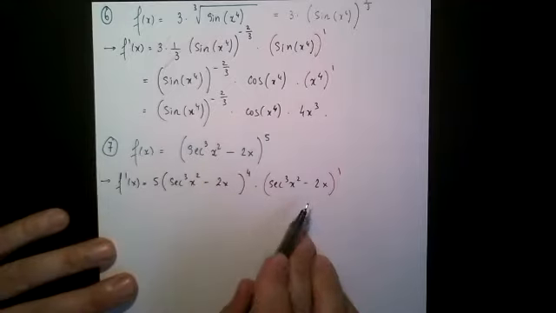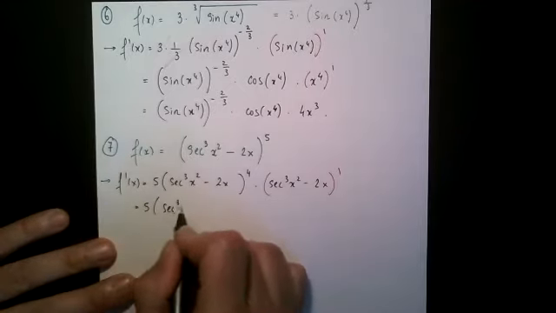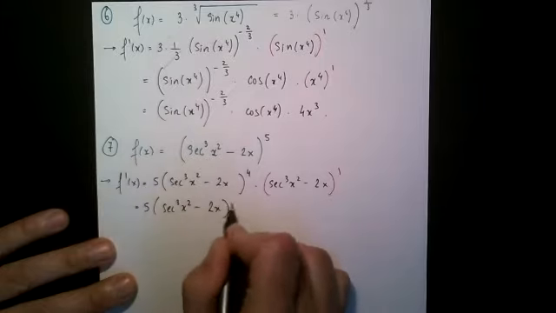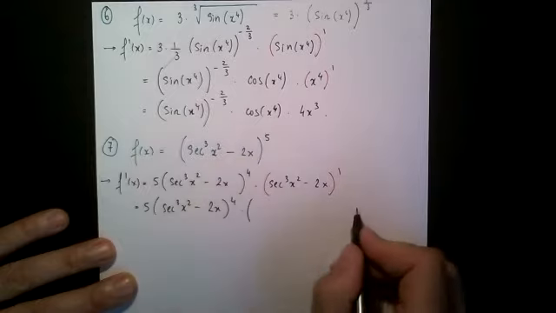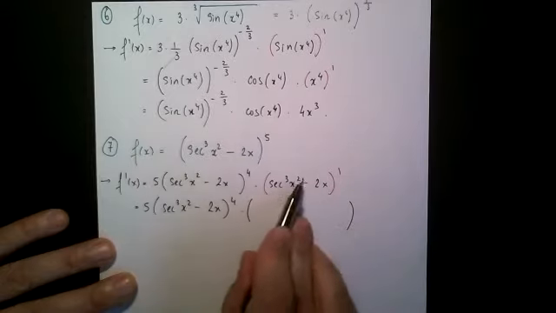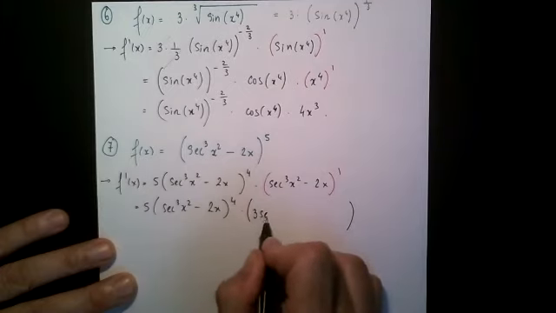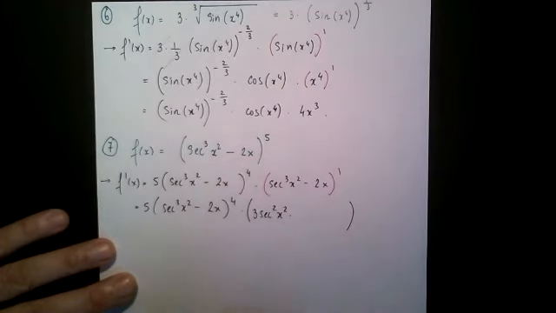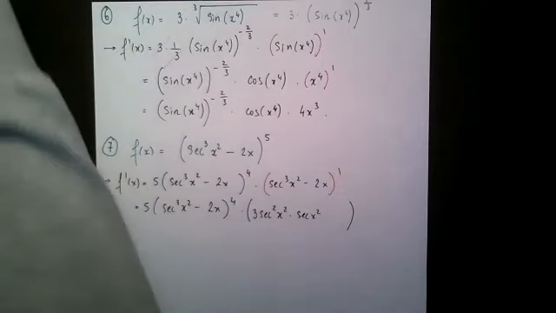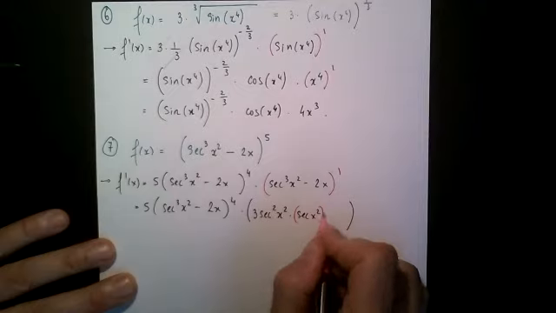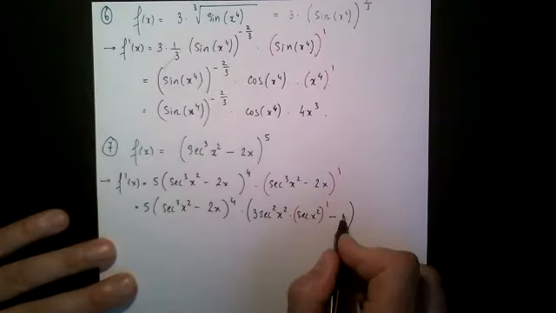Okay, so now I need to derive this guy. So I have 5 times secant cubed of x squared minus 2x to the power 4 times, and now I'm going to derive here. So the derivative of secant cubed is 3 times secant squared times the derivative of secant. And then minus the derivative of 2x, which is 2.